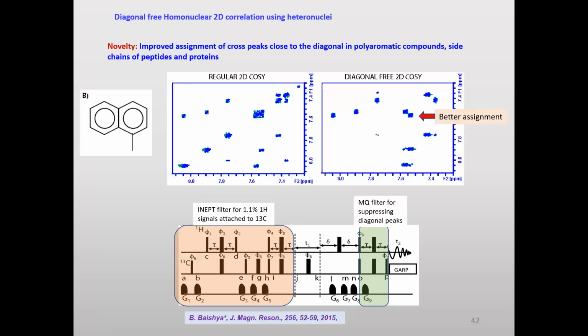Another technique that we developed was the diagonal suppressed F1 BIRD TOCSY. Similar to cytotoxic, we applied BIRD along the F1 dimension of the TOCSY experiment along with the suppression of the diagonal peaks. I'll show you how this technique helps in assignment of signals in complex spectra.